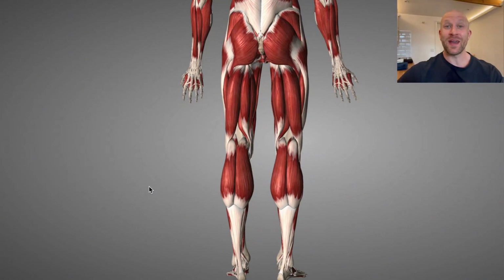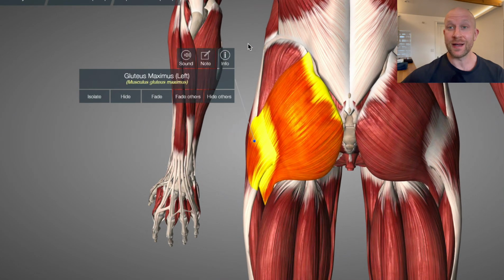Muscle Doctor, it's Liam here, and today we're going to take a look at the muscles of the lower limb. So let's dive straight in and look at the biggest muscle, fiber for fiber, in the human body: gluteus maximus.